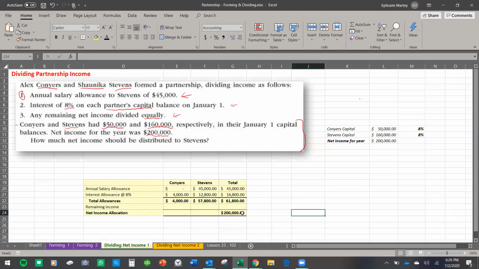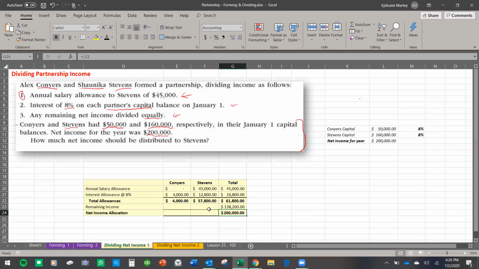The remaining will be the total net income minus the total allowance they have received so far. Because this is our net income, and we have so far given them this. So we are going to have the remaining, which is the difference right here. So to find the remaining, we take the net income minus the total allowance, which is 138,200.